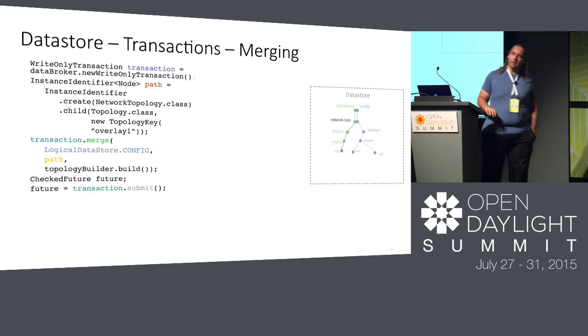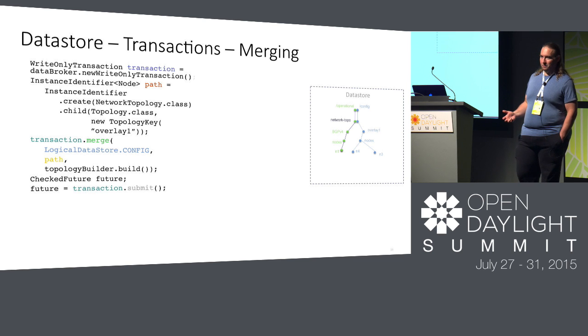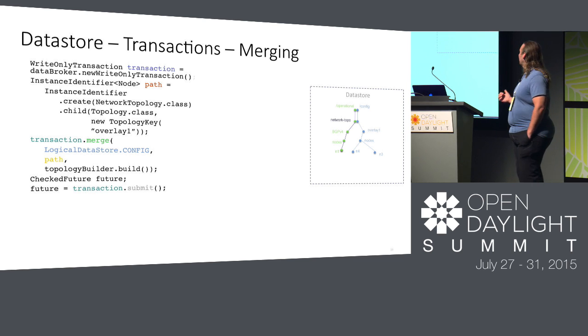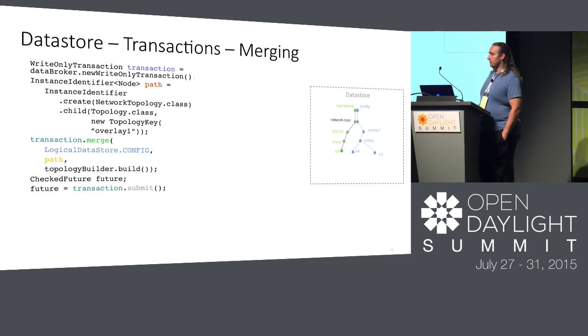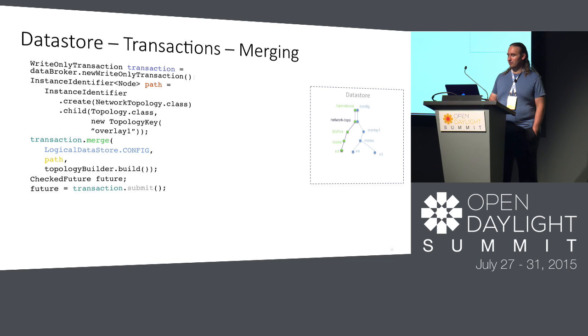The first parameter to child is the class for the kind of thing that that node is. So in this case, overlay 1 has a type of topology. It's a topology thing. And so that allows you to have strong typing as you're constructing your instance identifiers, because topology is a child of network topology. And so I couldn't put something that wasn't a child of network topology there. The typing system would prevent it, which makes it very easy to not make certain kinds of common mistakes.